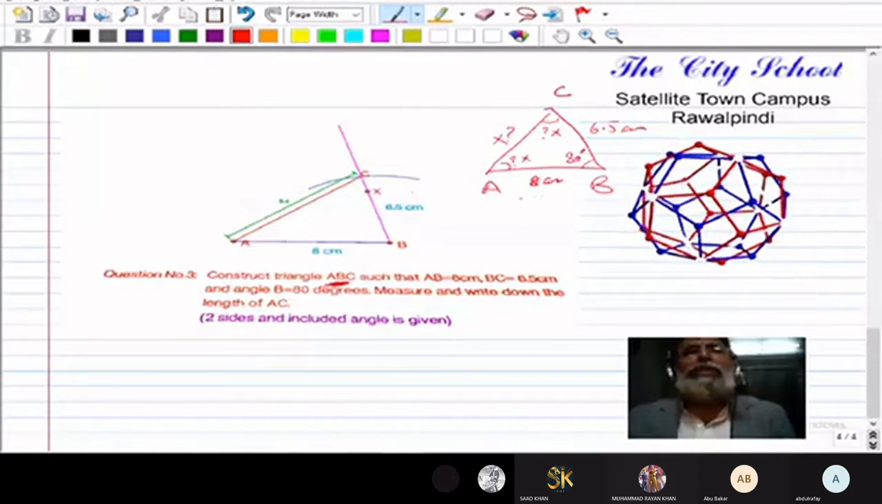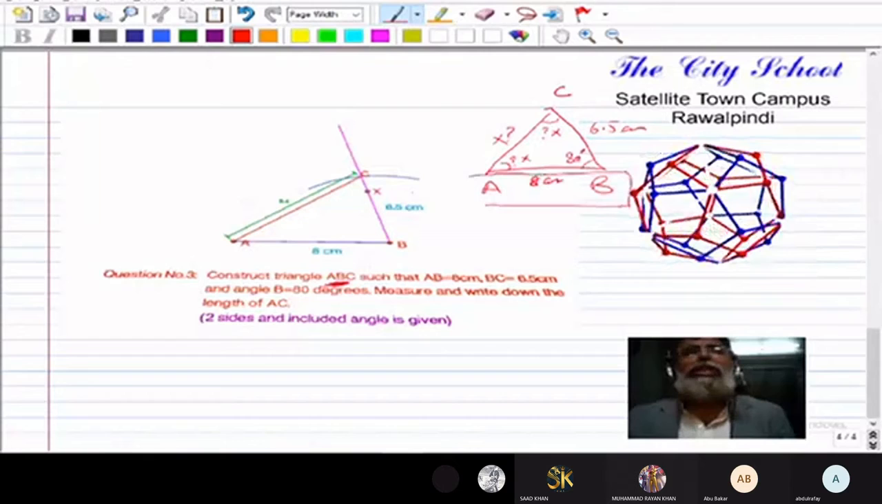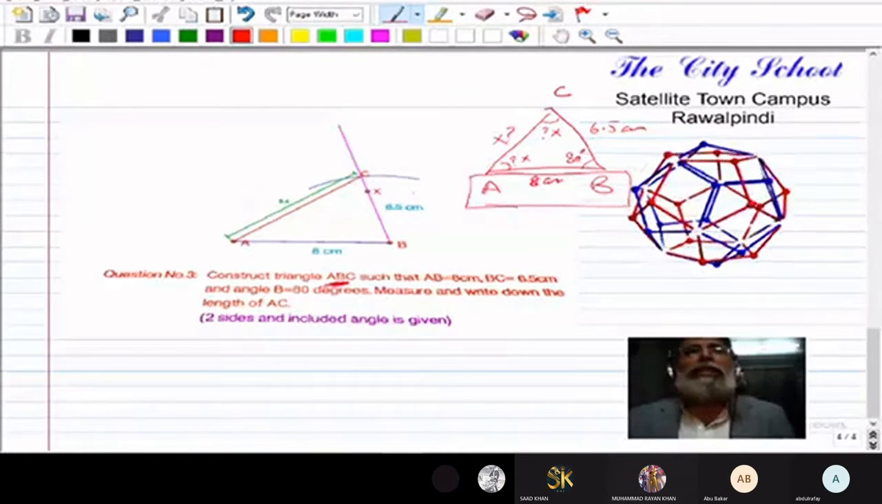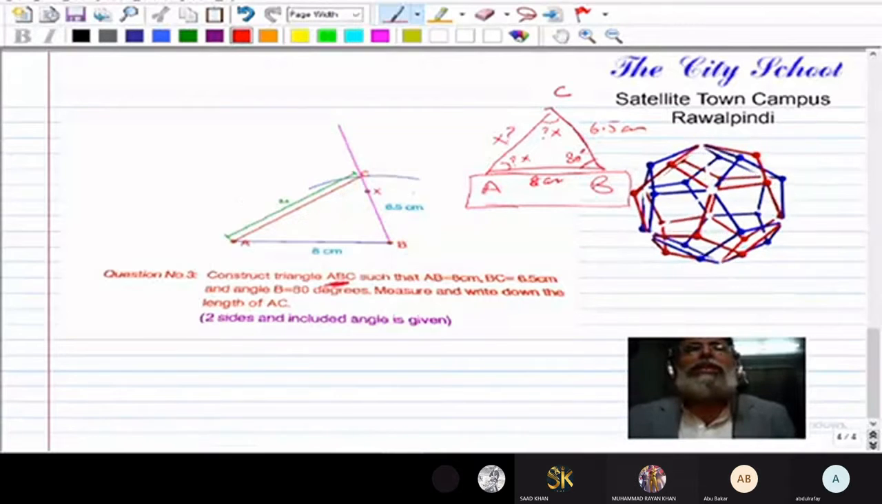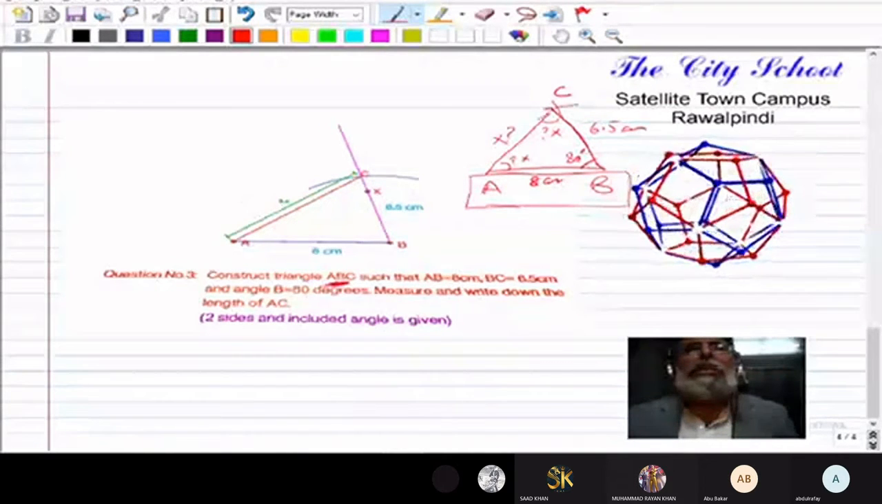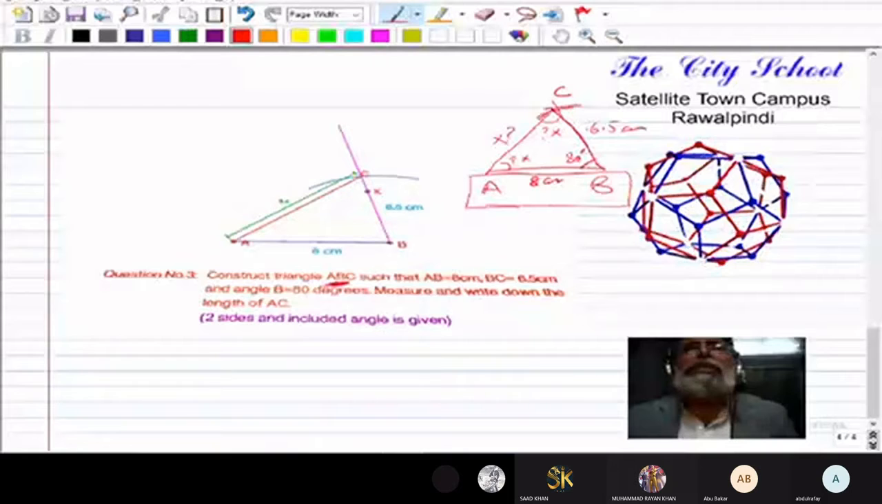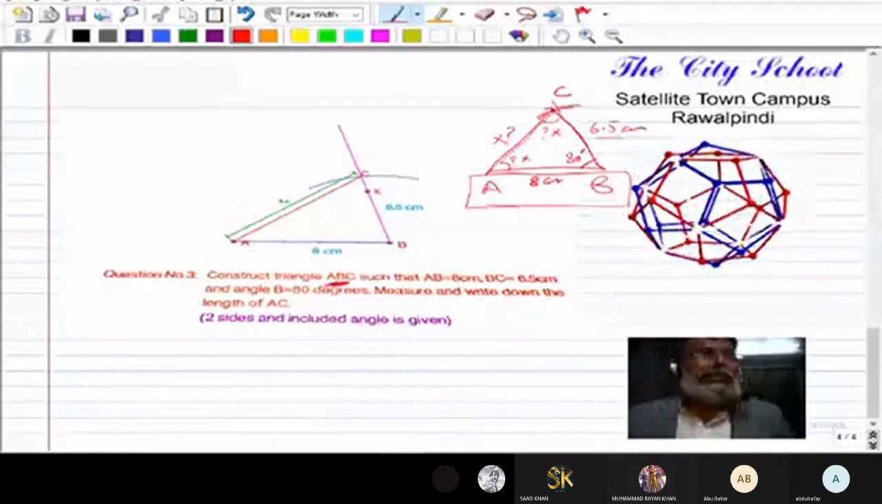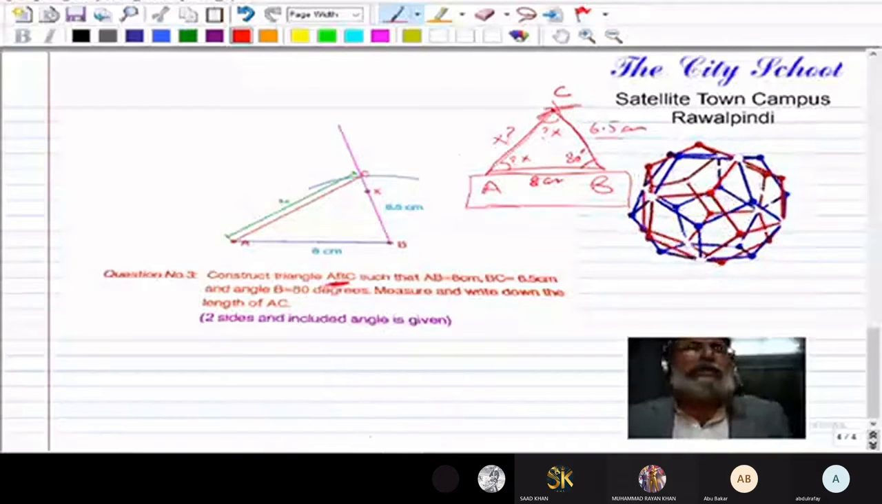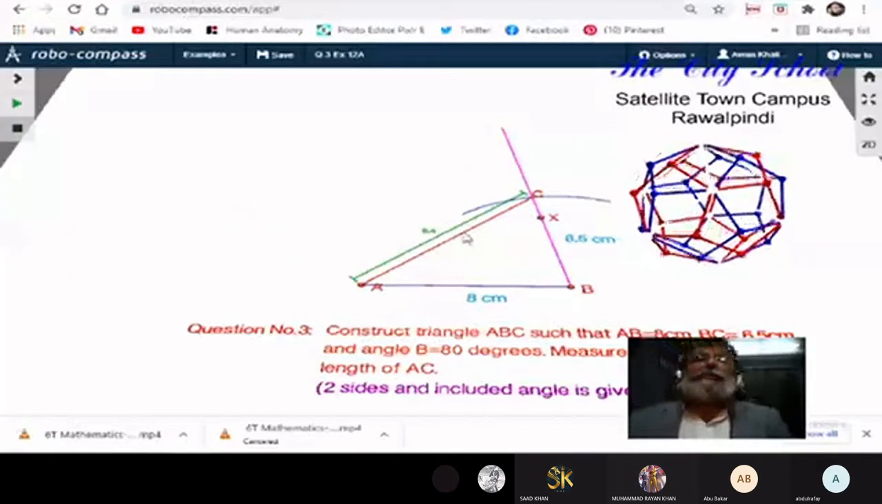First of all, we'll be drawing the bigger length, starting from the bigger length. And then we'll draw the angle, and then on the angle we'll draw an arc with the help of a compass, with a radius of 6.5. And then that arc will be joining the third one. So let's see how it will work.